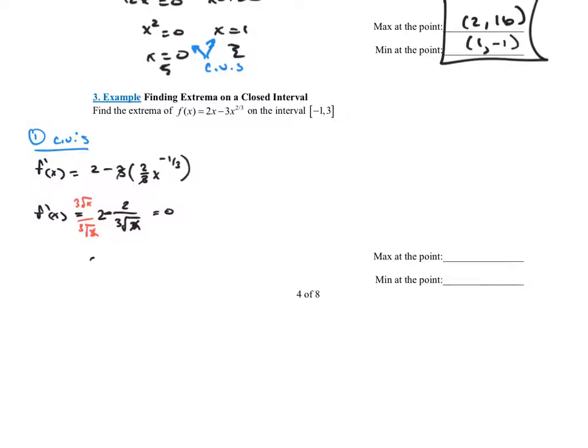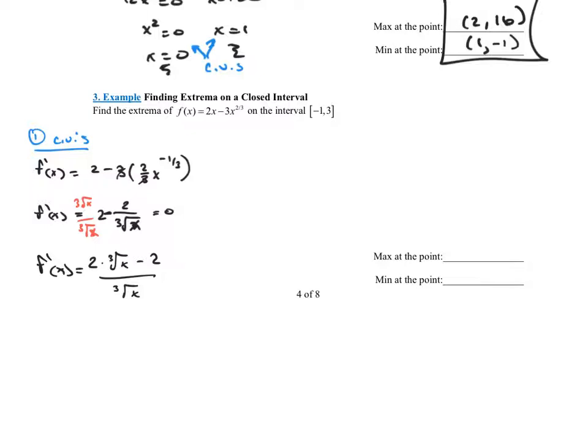So when I do that, I would have 2 times the cube root of x minus 2, all over the cube root of x. Again, all I did was get a common denominator, and I'm going to set that equal to 0 or undefined. That's my derivative right there. Okay? So let's think about this. When is this function equal to 0?